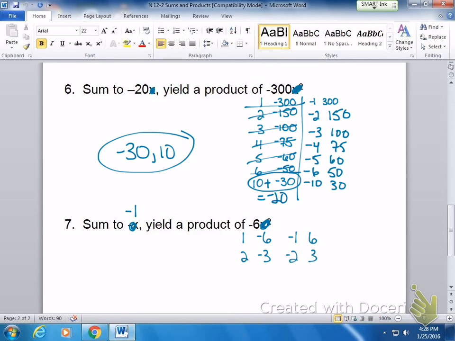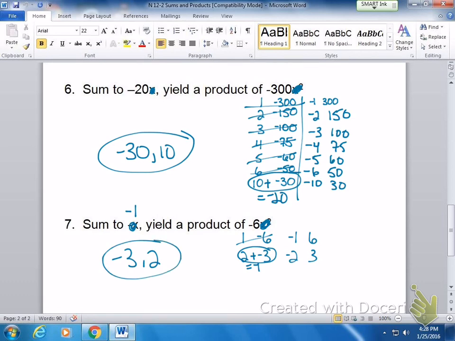So I need to add up to negative 1, so let's see what happens. 1 plus negative 6 is negative 5. That's not going to work. 2 plus negative 3, uh-oh. That one does equal negative 1. So my answer is negative 3 and 2.